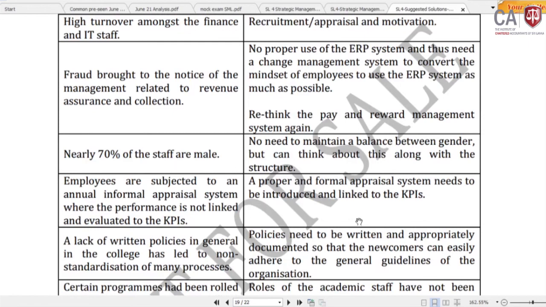Nearly 70% of the staff are male, no need to maintain balance between gender, but can think about this along with the structure. You can encourage female recruitment, that is one of the possible strategy.